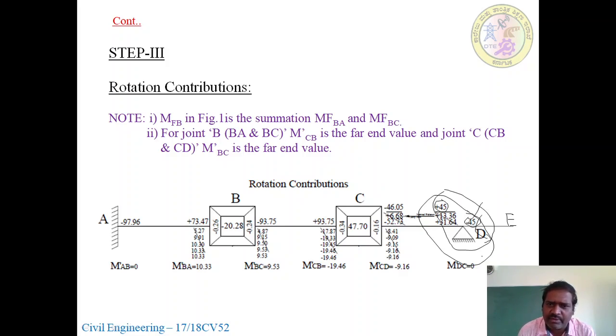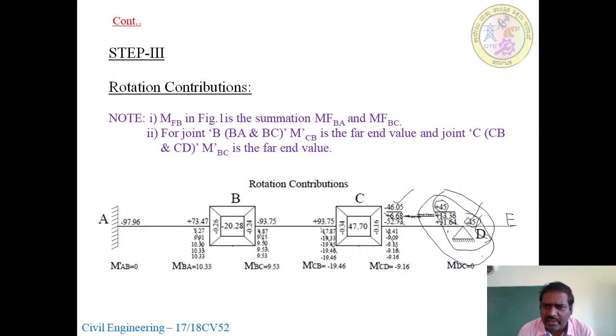50% of the balance is nothing but a carryover. That's the same sign, plus 6.68. Minus 52.73 plus 6.68, you will get minus 46.05. So 97.96, 73.47, 93.75, 93.75, 46.05, and this will be 45. These are the final fixed moments.